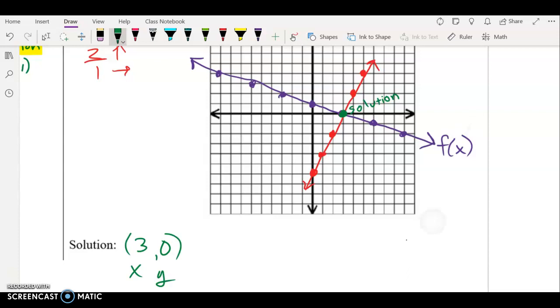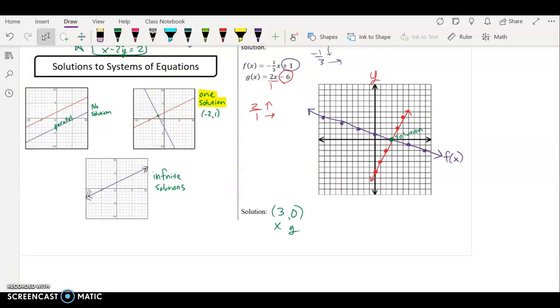Okay, so take a moment to tape your notes into your journal, your interactive notebook, okay, and then start working on the practice, which is in Delta Math.